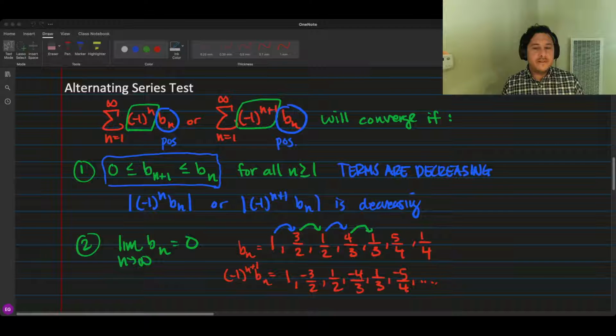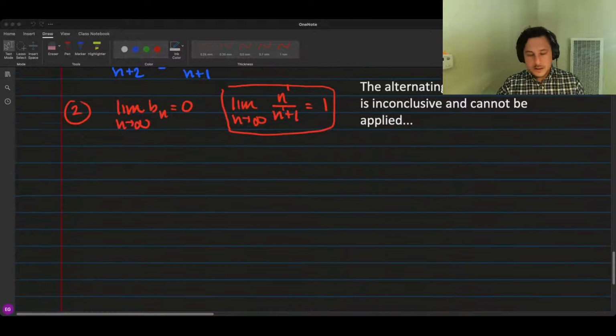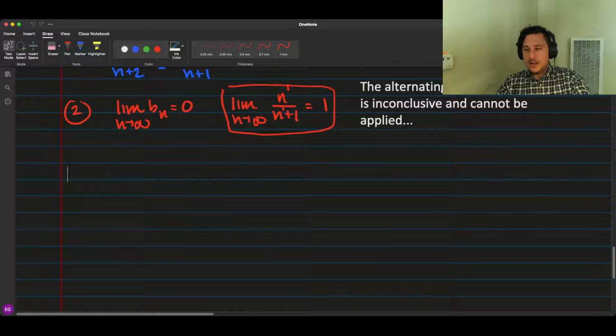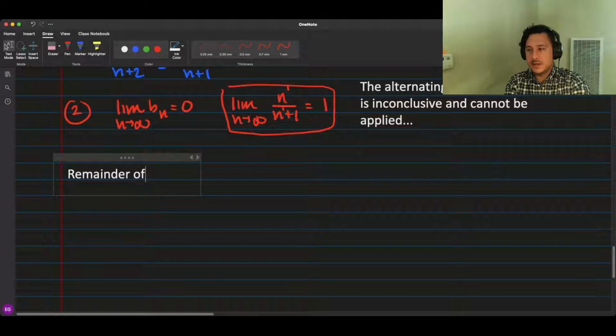Okay, and we found out that if you look at those Bn's, the part without the negative, the alternating series will converge if they're always decreasing and if their limit goes to 0. So we did some examples with that yesterday. Okay, so we're going to continue today and talk about what the book calls the remainder of an alternating series.